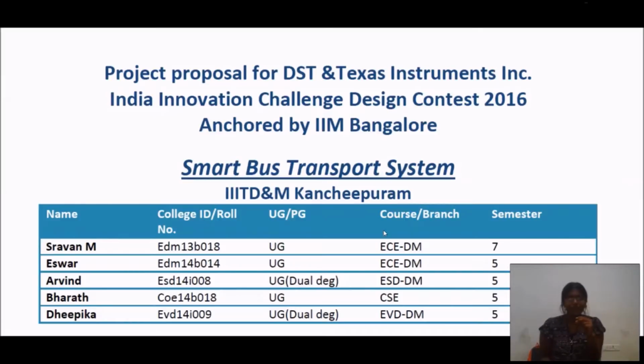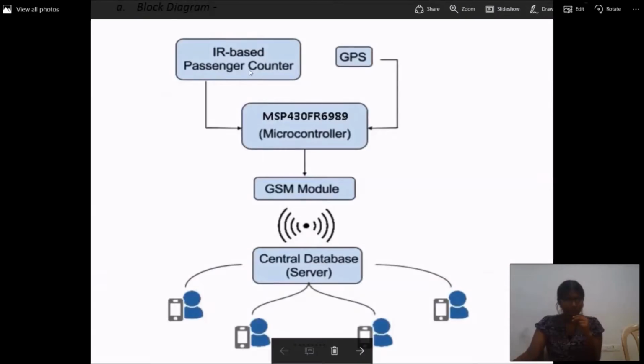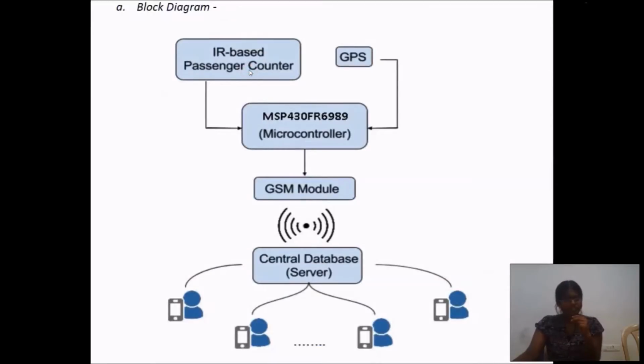Our product, Smart Bus Transportation System, turns an uncertain situation into a plannable one. Here is a block diagram of the product. A passenger counter based on infrared rays gives a rough count of the passengers traveling in the bus. SIM808 with GPS and GSM provides the latitude, longitude and velocity of the bus in real time.